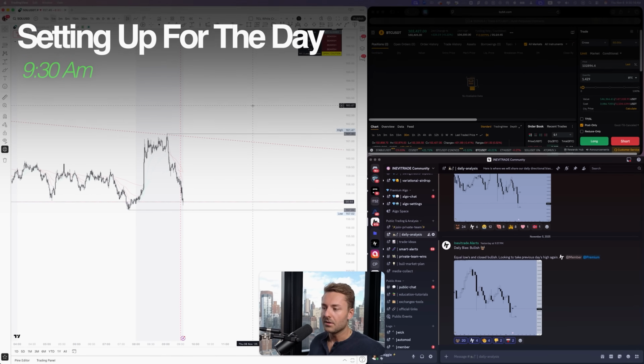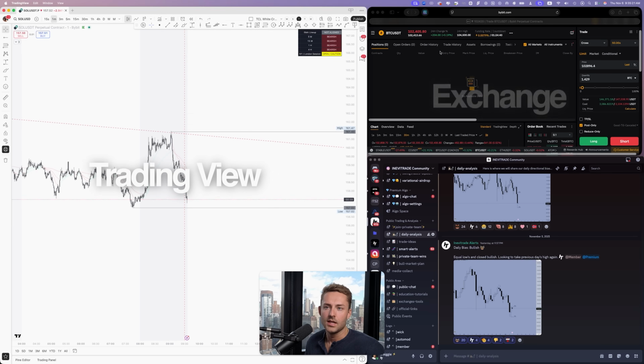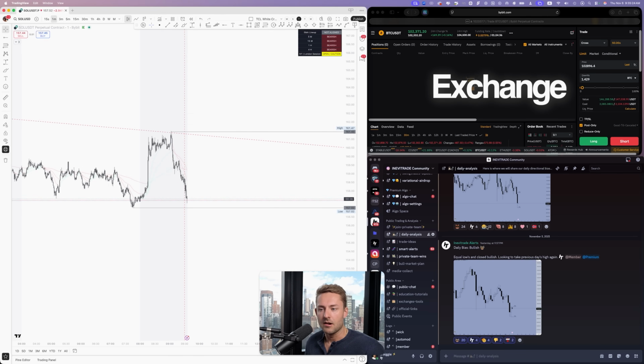Okay, so before we hop into our trading session, this is how I'm setting things up. Over here on the left, I have my TradingView. Here, I have my exchange pulled up, and in this bottom area is sort of like my utility area.